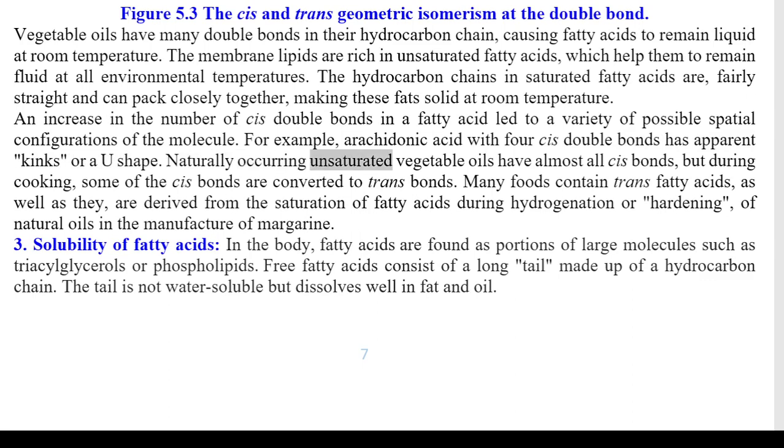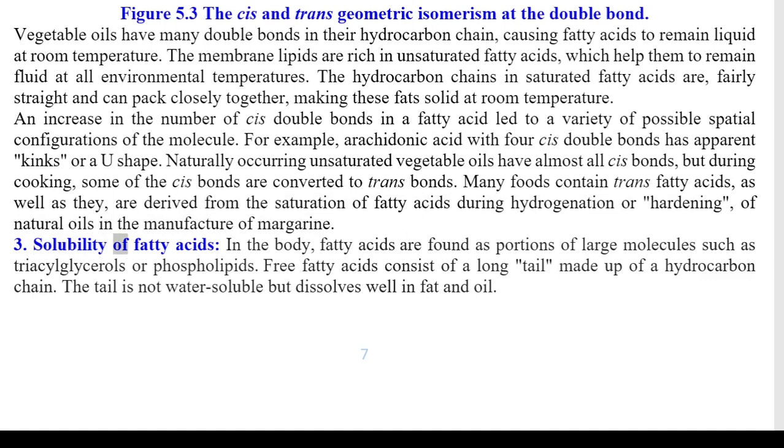Naturally occurring unsaturated vegetable oils have almost all cis bonds, but during cooking, some of the cis bonds are converted to trans bonds. Many foods contain trans fatty acids, as they are derived from the saturation of fatty acids during hydrogenation or hardening of natural oils in the manufacture of margarine.